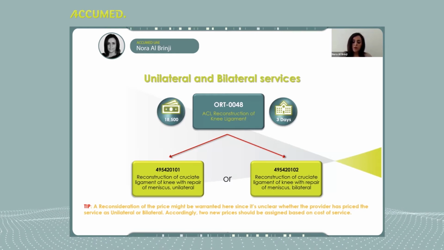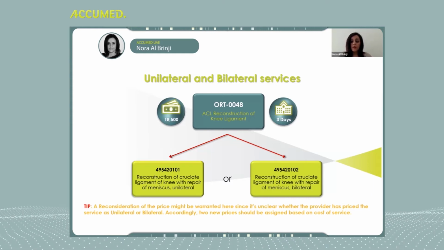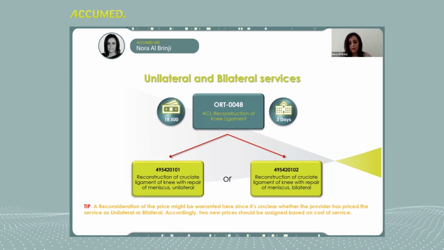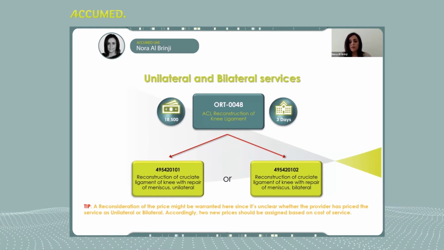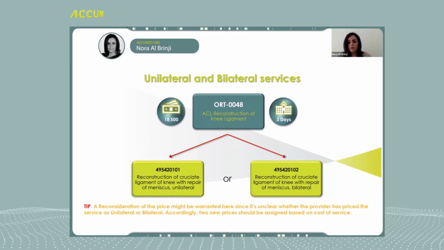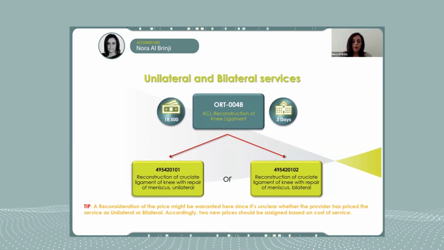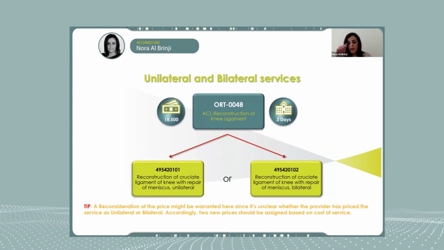So based on that, we need to put our strategy in and do the pricing accordingly. Some providers, it's not very clear for us what kind of price it is linked to. We don't know whether the 18,500, for example, is for unilateral or bilateral. So there should be two prices assigned to each of these services.